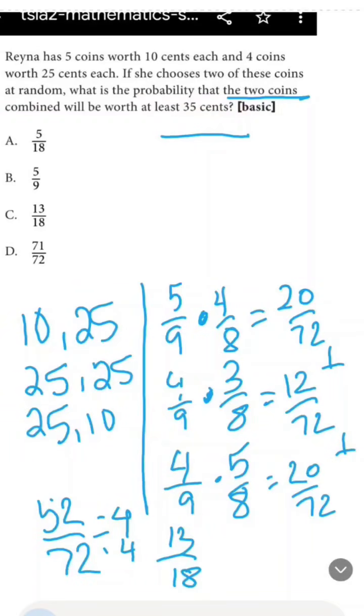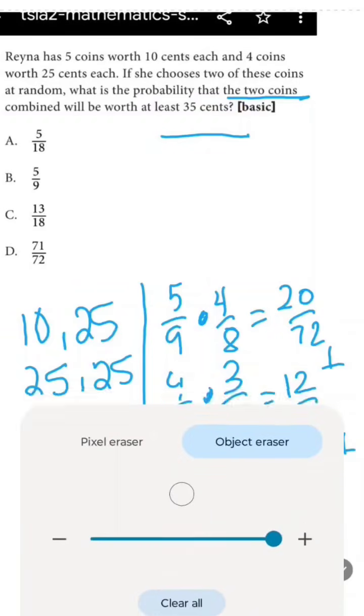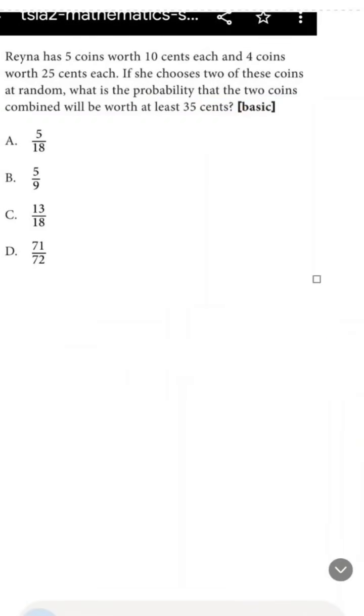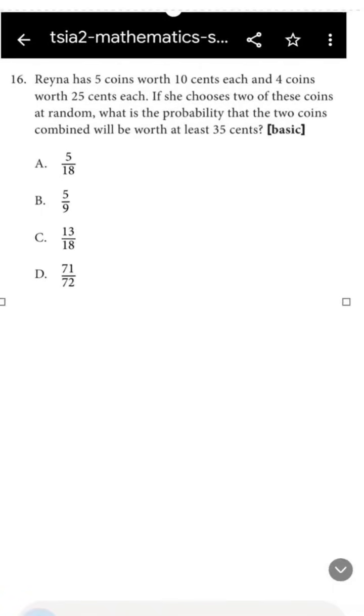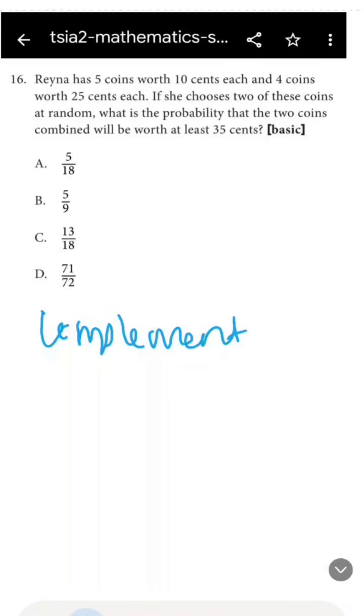Now, for some people that's easier. You just have to make sure to remember that, hey, I need to include every possible way that I can get this at least 35 cents. And that's every combination, the first pull, the second pull, all of that. Now, if I want to do the complement probability, I would look at which way am I not going to get 35 cents, right? So now we're going to do the complement probability.